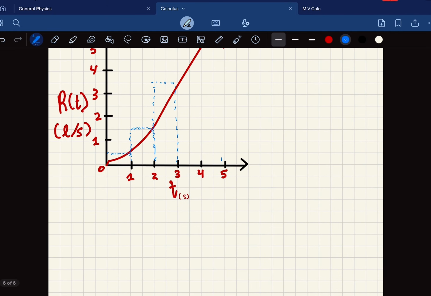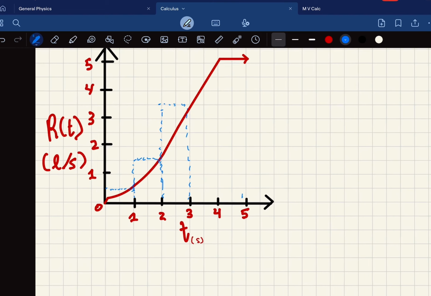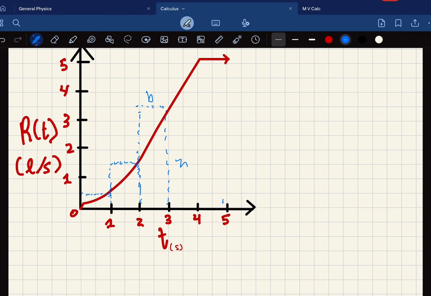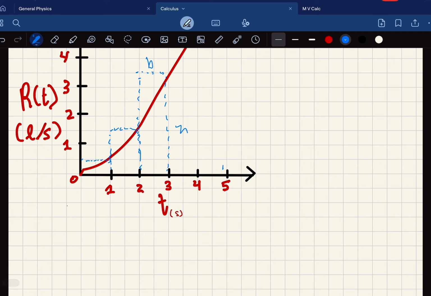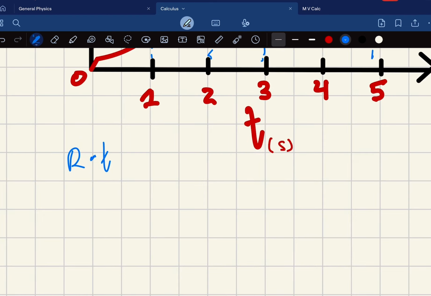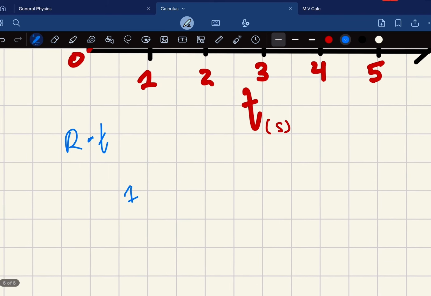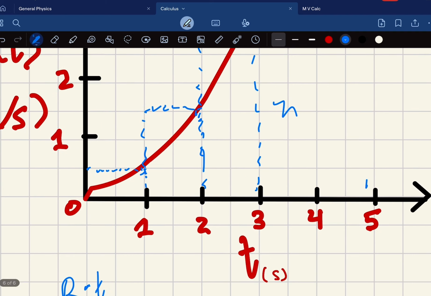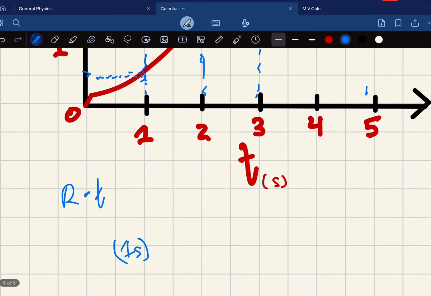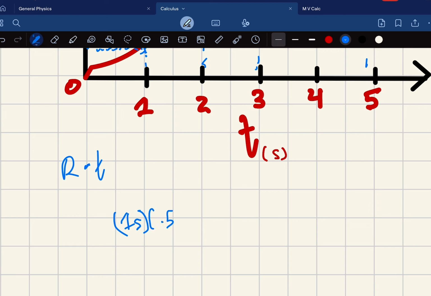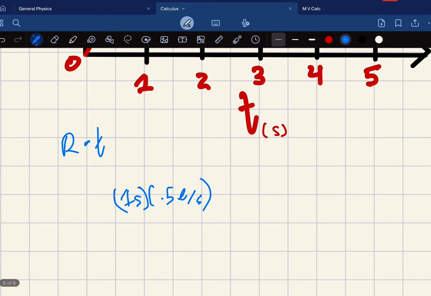Now, since this is the height and this is the base, we know that each of these segments is just going to be the rate times the time. So for this first little segment here, this is going to be 1 second times, as you can see right here, this is 0.5 liters per second. So this first segment is equal to 0.5 liters.